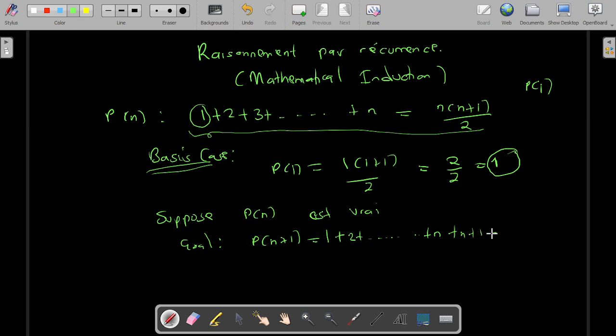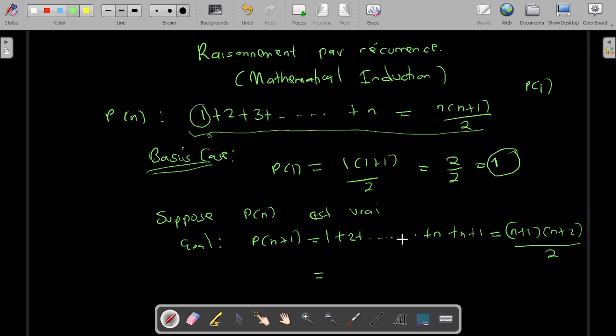Then this is going to be equal to n plus 1 and n plus 2. If you substitute n plus 1 into this formula, you're going to have n plus 1, n plus 2 divided by 2, like so. This is our goal. This is what we need to show eventually. So first of all, I'll keep this in mind.